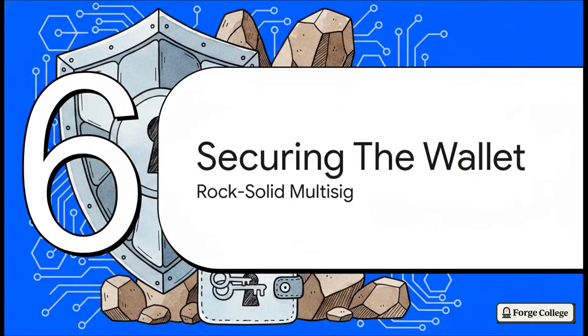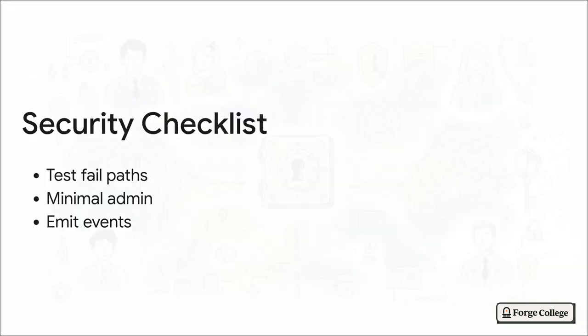Okay, section 6, securing the wallet, the rock-solid multisig. Let's step back for a second and look at this highly secure, easily testable fortress we've just built. By testing explicit failures, keeping administrative functions as lean as possible, surfacing your access policies right on the functions, and emitting events whenever roles change, you have made your wallet infinitely more secure. It's ready for the real world.